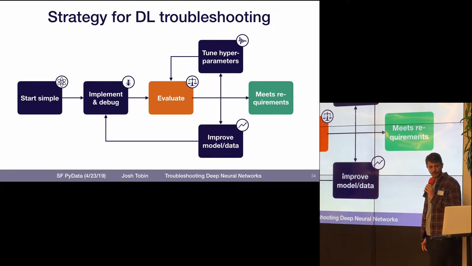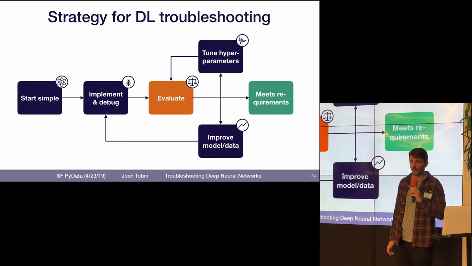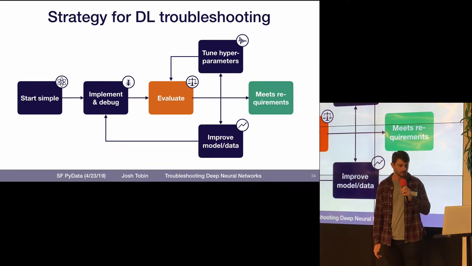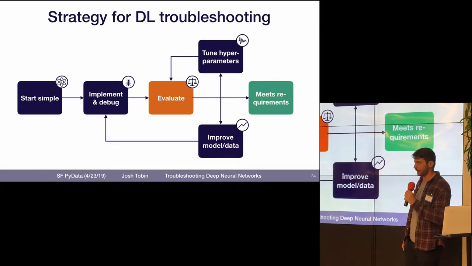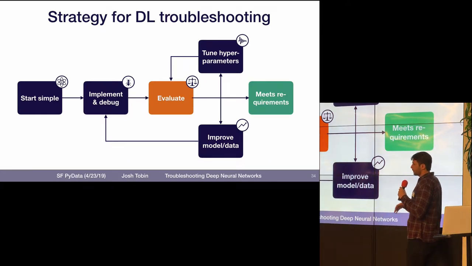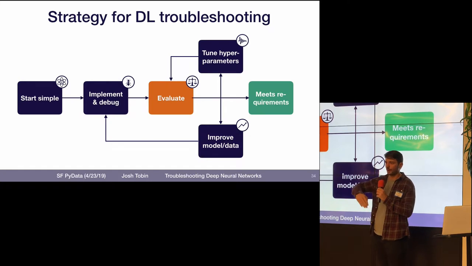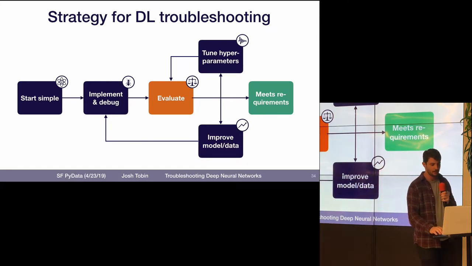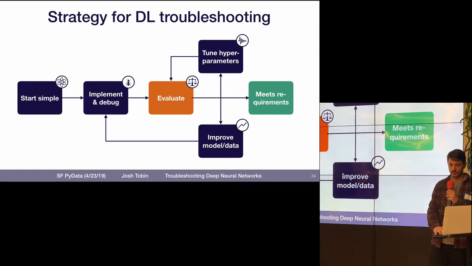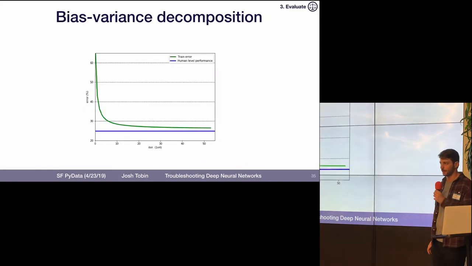All right, so the next step is to try to evaluate your model. Once you think your model is bug-free, and we've started with something really simple, how do we figure out which layers of improvement to prioritize? I think the strategy for doing this is just applying the bias-variance decomposition.